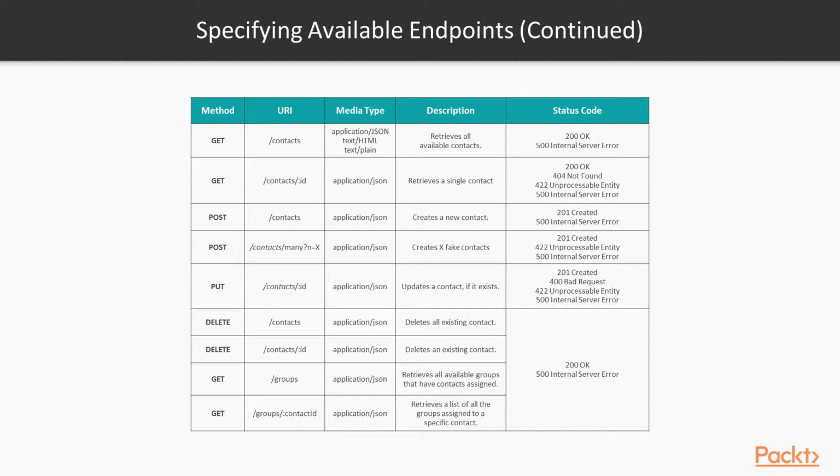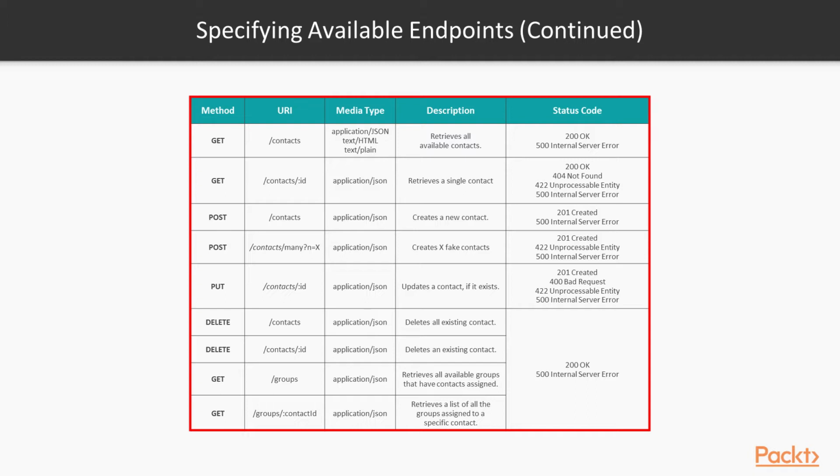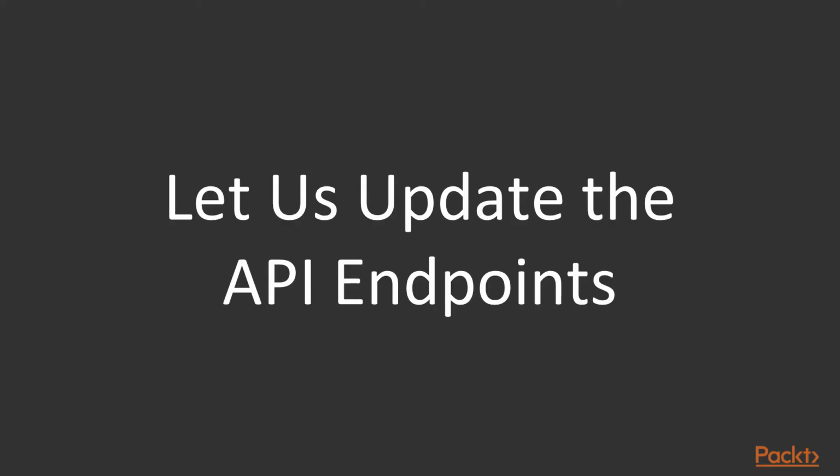Such specification should not only completely enumerate the status codes of each operation, but should also specify the expected data format, that is, its supported media types. The following table defines how the Express.js router will expose the API operations on our contacts, and it should serve as a reference specification for it. So now let's update the API endpoints.